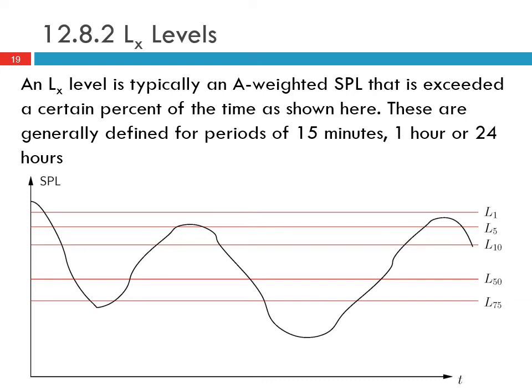So basically, L1 is some value in SPL that is exceeded 1% of the time. L5 would be some value in SPL that is exceeded 5% of the time. L50 would be some value in SPL, and these are SPLA typically, that is exceeded 50% of the time. And these are generally defined for periods of 15 minutes, 1 hour, or 24 hours.